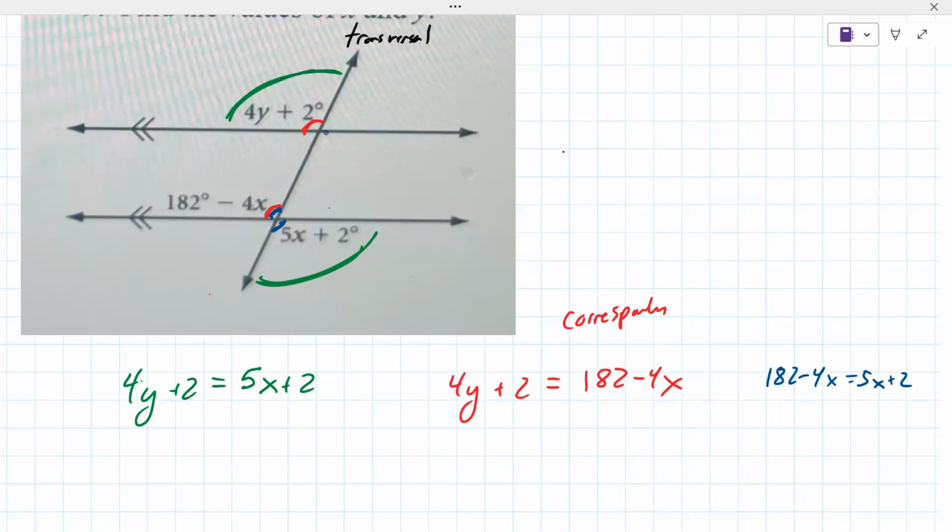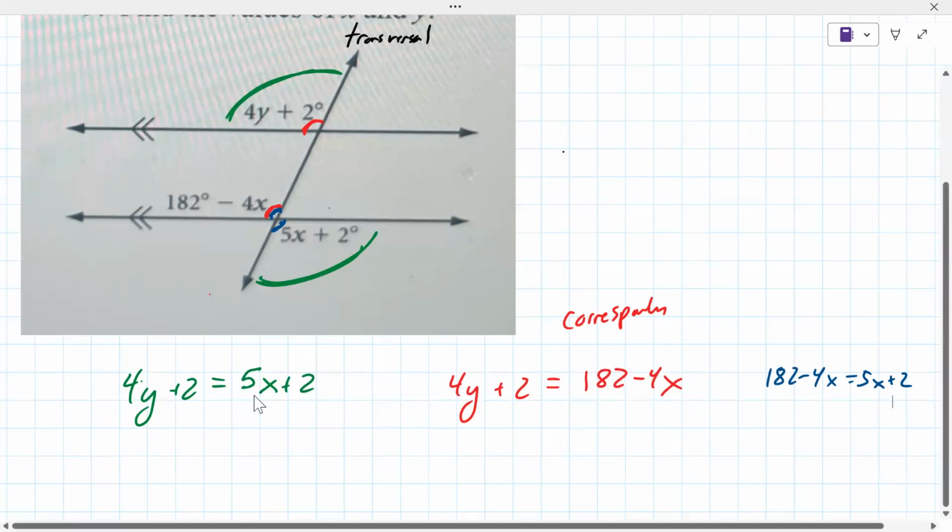Now, which of these three equations can you actually solve? You could solve all of them, right? Well, there's an issue with the green. The green one has both a y and an x in it. Oh, yeah. Okay, so you can only solve the red one and the blue one, because the green one's got a y and an x in it.